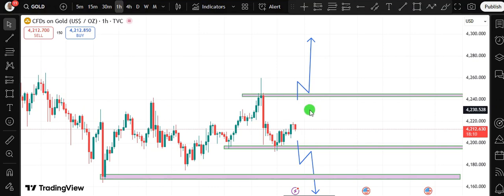Remember, I always told you that I love it when I'm on the same side across three pairs. If I'm on buy on my three pairs or on sell on them, I actually prefer that to being on buy on one and sell on the other. So overall, I'm still very much bullish on gold. So expect the market to break out, especially above this, before I think of taking any trade on this.